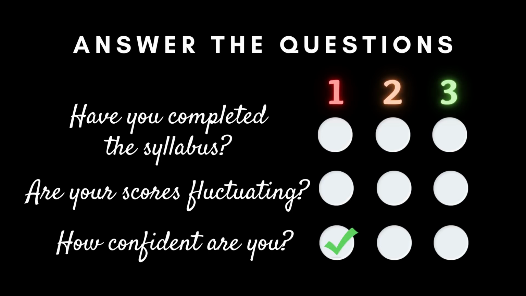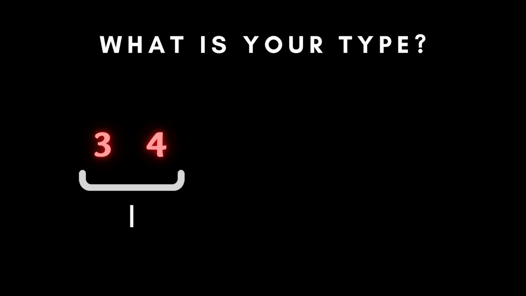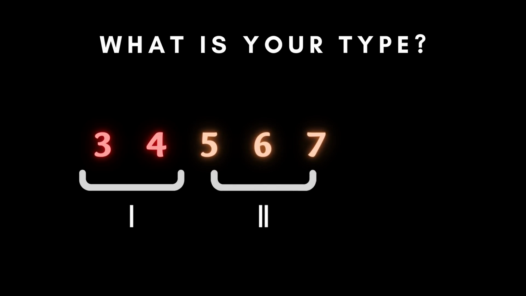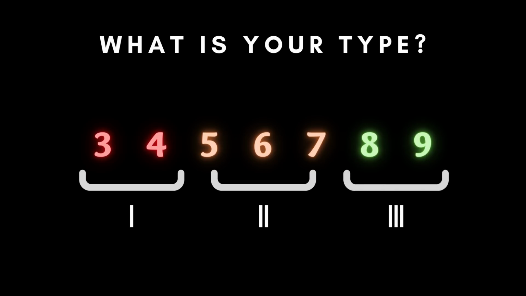Just these three questions, and basis that you would get to know what your type is. If you have scored 3 or 4, then you're in type 1. If you have scored 5, 6 or 7, then you're in type 2. And if you've scored 8 or 9, then rate yourself as a type 3 student. And basis that your strategy is going to differ.